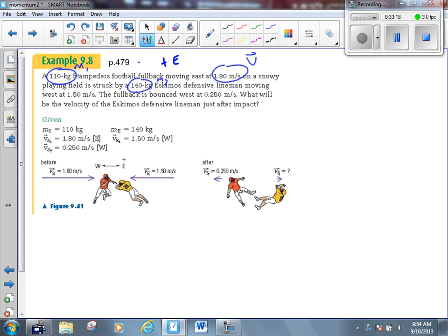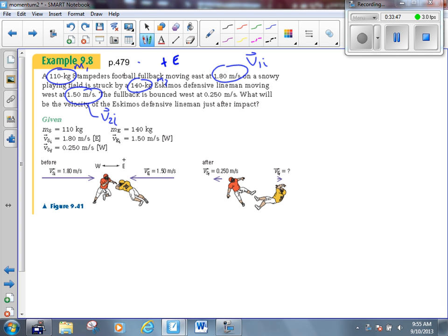Is this 1 or 2? Is this the velocity of the Stampeders player or the Eskimos player? It's a Stampeders player, so it's V1. But is it V1I or V1F? The initial velocity of him or the final velocity? It's going to be the initial velocity. Good. Struck by the defensive lineman moving west at 1.5. We're going to say that that's going to be V2 because that's the Eskimos player, but that's going to be V2I or F. That's how fast the Eskimos player is moving before the collision.